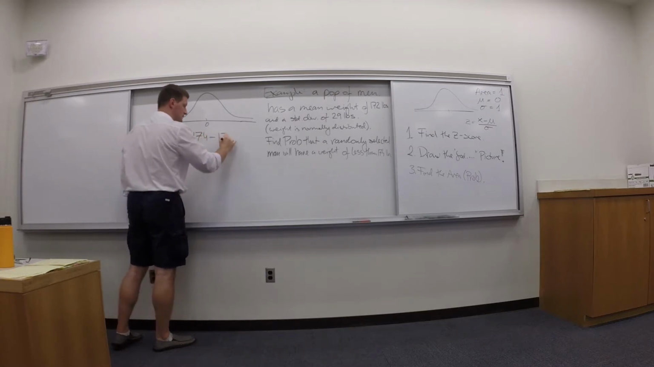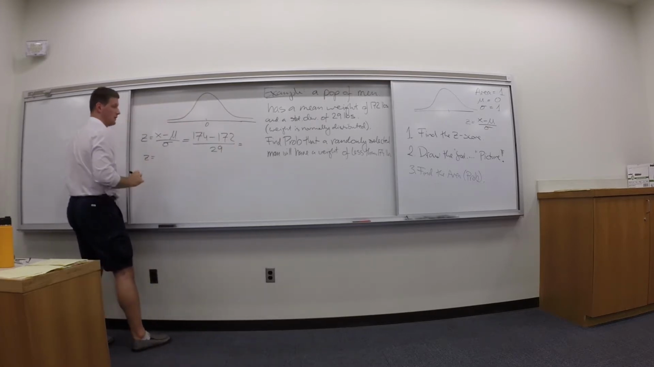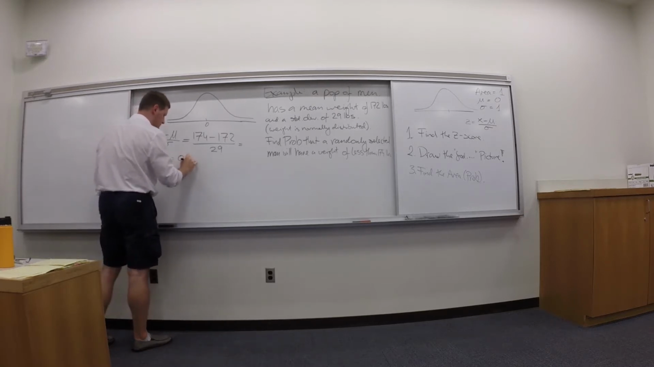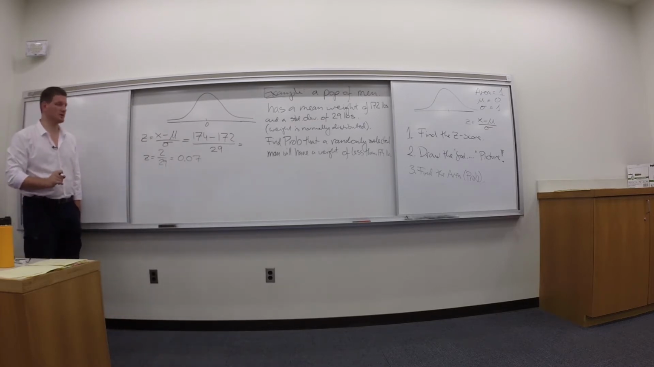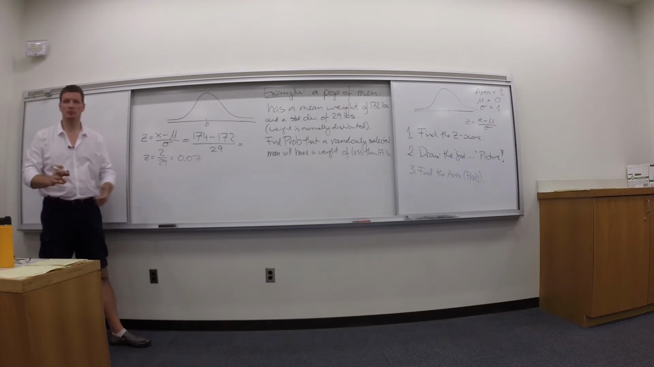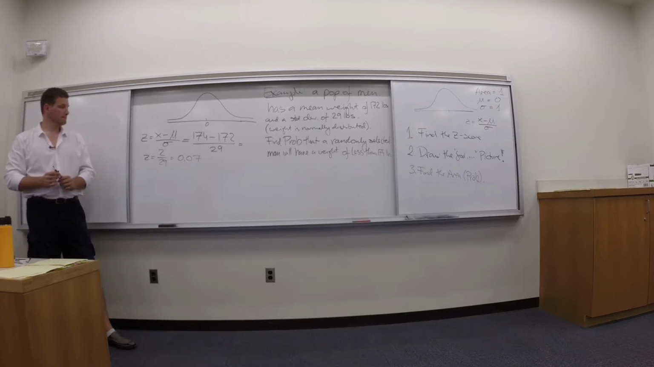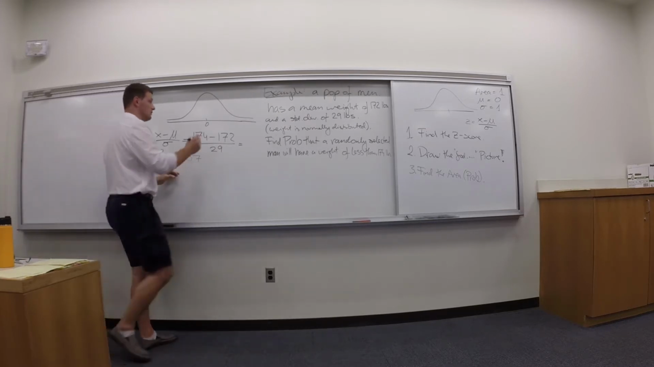174 minus 172 divided by 29, which comes out to be 2 over 29, so 0.07. Now the reason why I'm rounding it to 2 decimal places is because our table provides 2 decimal places for z-scores. So 0.07.